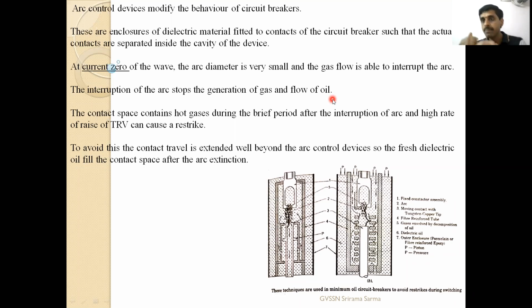That is important. At the time of the arc, hydrogen gas is produced. Once the arc is cleared for a brief moment, the gas formation will be stopped at current zero. Then at that moment, oil should be forced. Oil has to occupy that place with high force. So that is the principle behind this. Therefore, the contact space contains hot gases during the brief period after the interruption of the arc. A high rate of rise of restriking voltage, TRV, will be there, which will cause the restrike. To avoid this, the contact travel is extended well beyond, and with the arc control device, fresh dielectric oil is pumped onto the contact space. That's what we have done in the minimum oil circuit breaker.